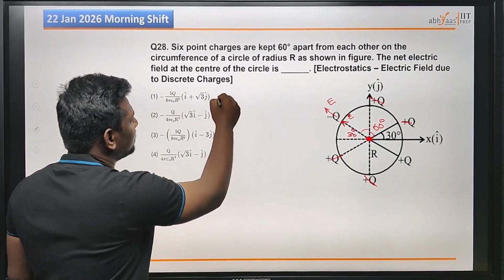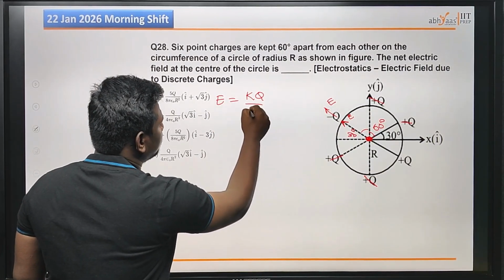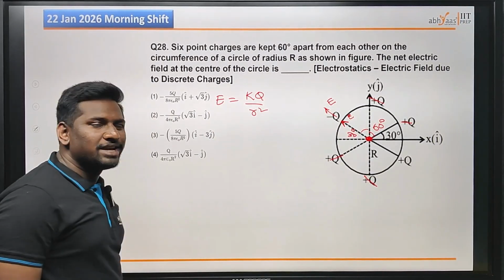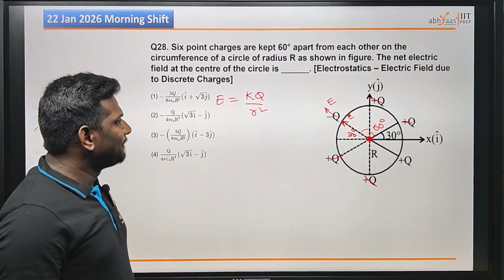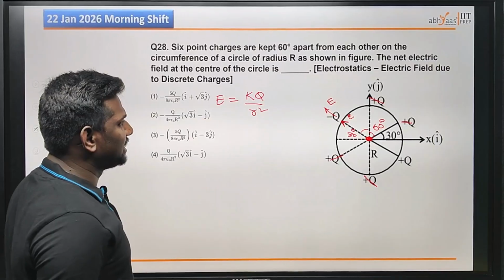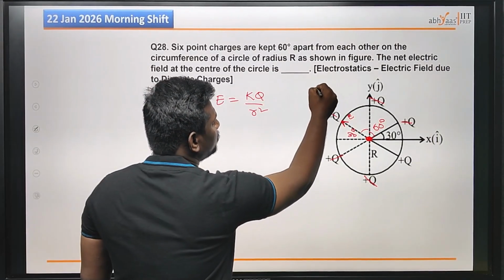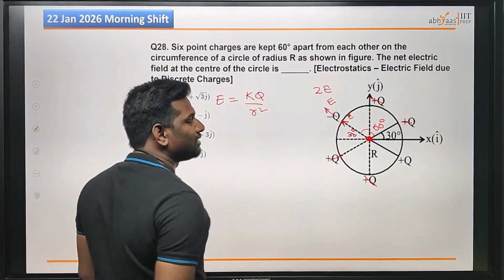So what is this E? E is nothing but KQ by R square. So how to find that 2E? We are getting here a net 2E electric field.